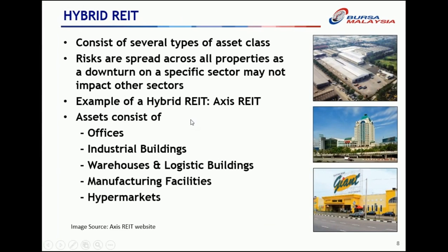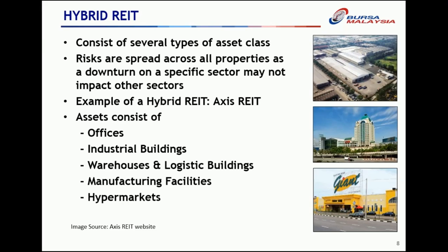So let's look at a hybrid REIT. Now it consists of several types of asset class, and the REITs are spread across all properties. And this will have some safety feature to a certain extent, because in a downturn of a specific sector, it may not impact other sectors. For example, in this case, Axis is actually a hybrid REIT because they have assets consisting of offices, industrial buildings, warehouses and logistic buildings, manufacturing facilities and hypermarkets.